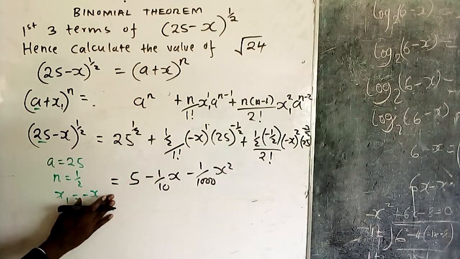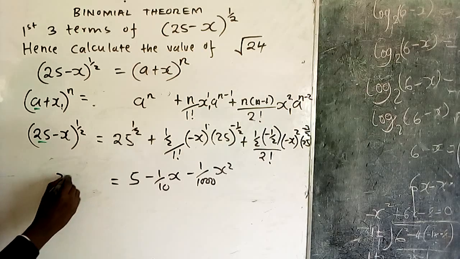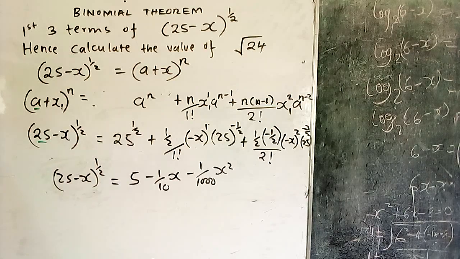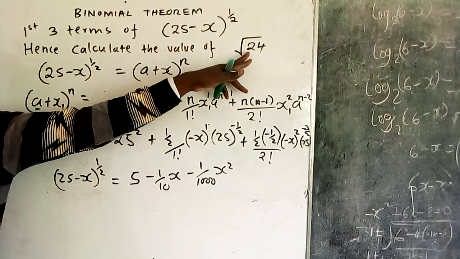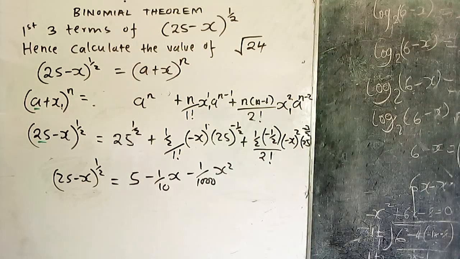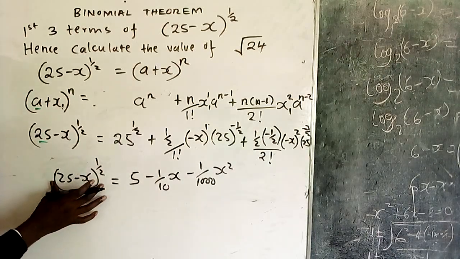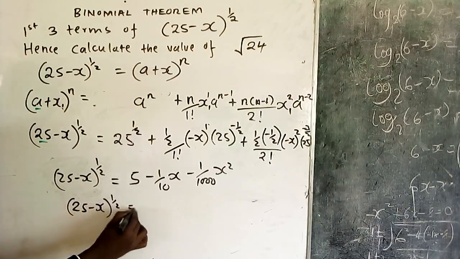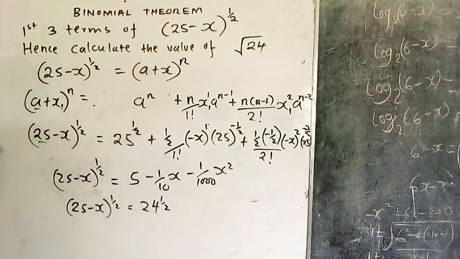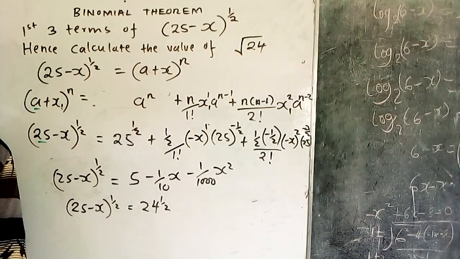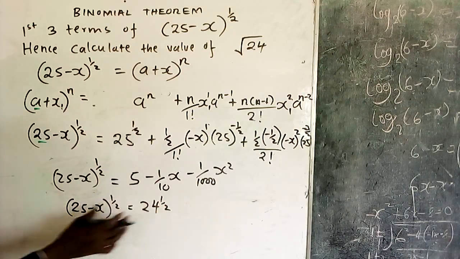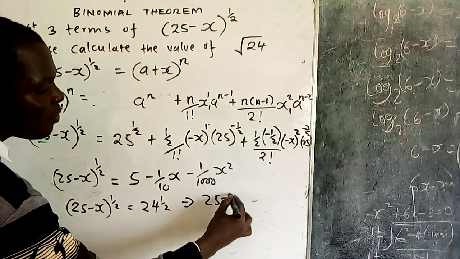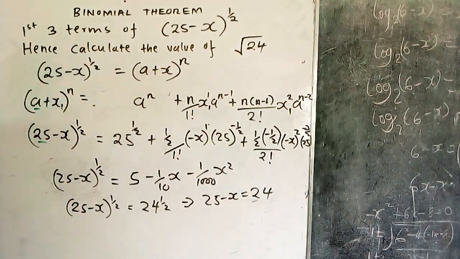So after getting this expansion, this is the expansion of 25 minus x raised to power a half. You've been told to use it to solve the square root of 24. So for you to get the square root of 24, it means you are comparing them. Are you seeing that? Yes. So you have 25 minus x raised to power half is equal to 24 raised to power half. Because square root of 24 means 24 raised to power half, isn't it? Yes. So if you square both sides of the equation, you will get rid of this power half, isn't it? Yes. So you remain with 25 minus x to be equal to 24, isn't it?